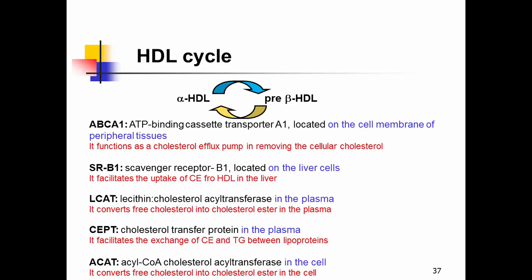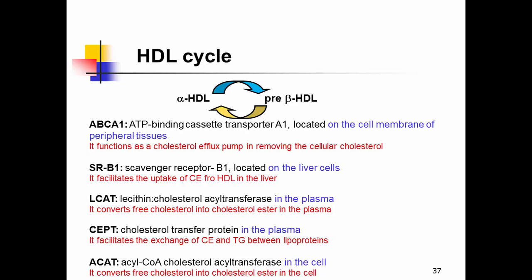So beta HDL basically is empty, right? Sort of like an empty vehicle or a truck, and mostly abundant in the peripheral tissue, right? So the purpose of the beta HDL is basically to pick up the free cholesterol and phospholipids from the peripheral tissue cells and transport the free cholesterol from the peripheral tissue back to the liver.